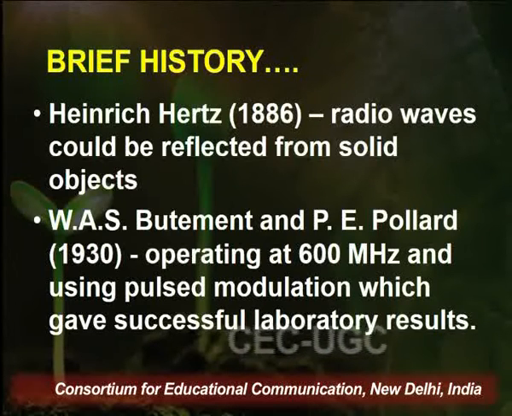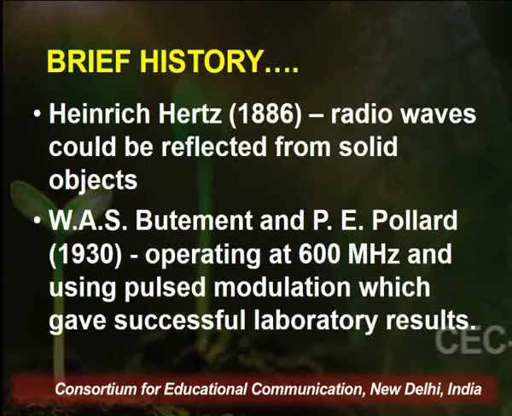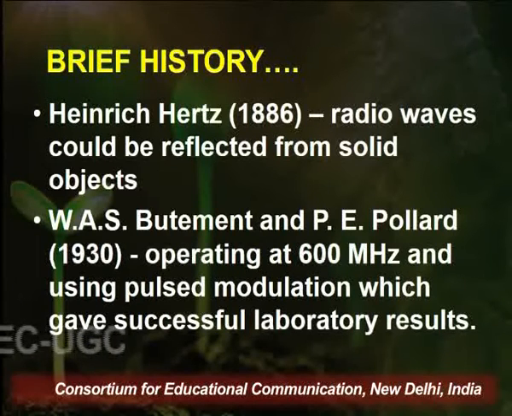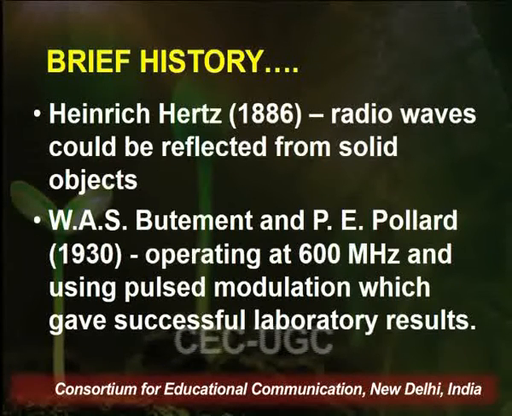Then a Russian physicist also developed an instrument for communication between two ships, and he observed that there was certain disturbance in the signal which was largely due to the obstruction present between the two ships. Though he did not work further on this observation, this also laid the foundation for the discovery of radar technology. Then Butement and Pollard in 1930 developed a prototype instrument which emitted radio frequency or microwaves at a frequency of 600 megahertz. Though this was only at the laboratory scale, it was a major development.